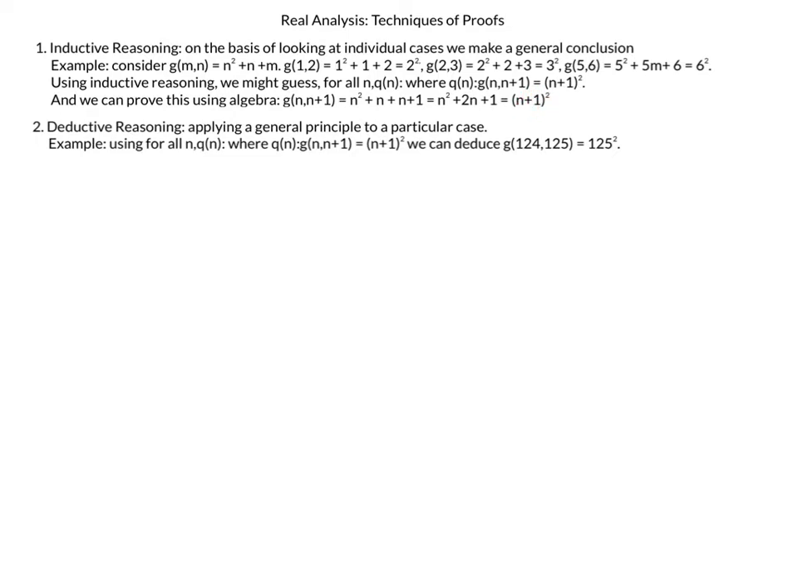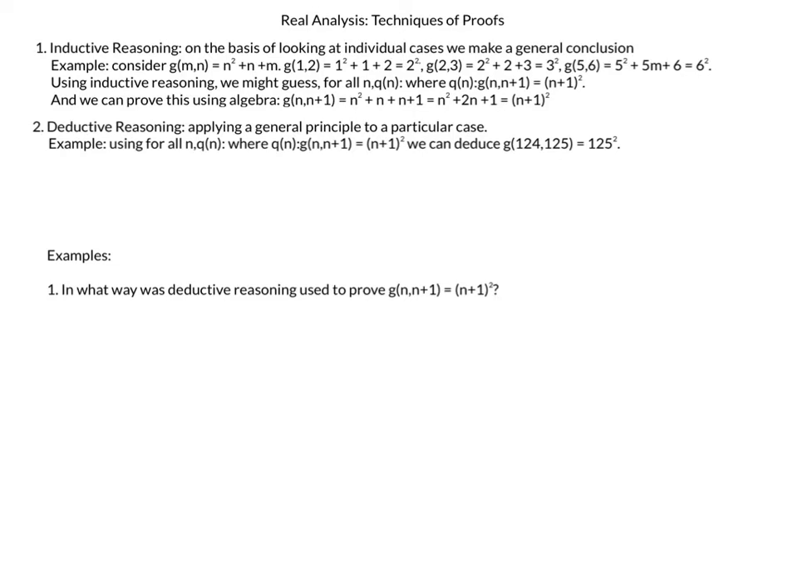And this is in contrast to deductive reasoning, where we apply a general principle to a particular case. So for example, if we said g of n, n plus 1 in general is equal to n plus 1 squared, then we can deduce, using deductive reasoning, that g of 124 and 125 is going to be equal to 125 squared.